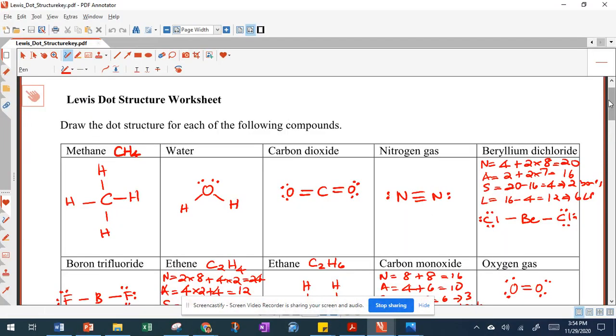What we're going to do now is look at some of the problems we worked on a couple days ago and now look at the hybridization of each of these.